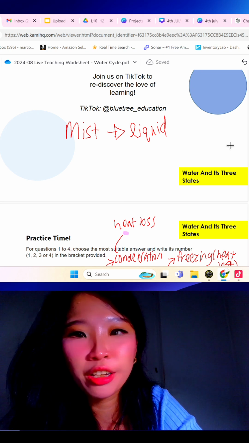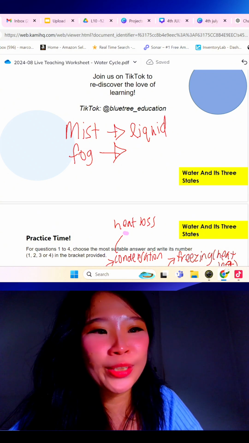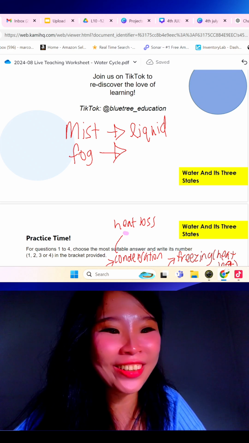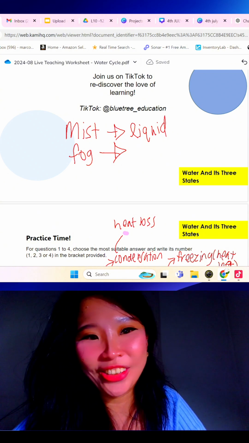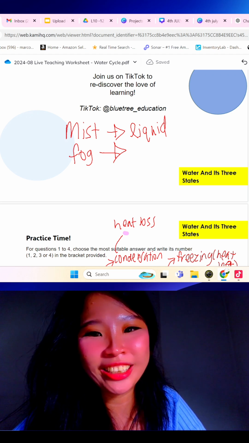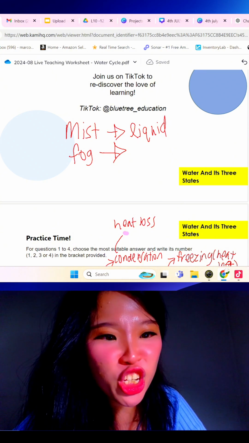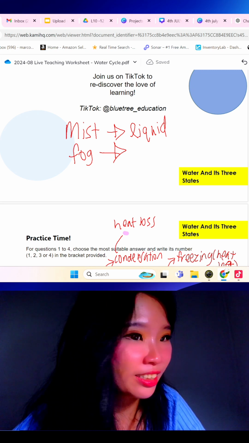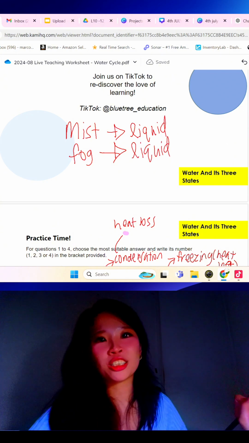Next question. Fog. Liquid or gas? I want to see you type the answer. Fog. Liquid or gas? Oh, y'all need to revise already. Fog is liquid or gas? Both? Both liquid and gas? Fog is liquid.